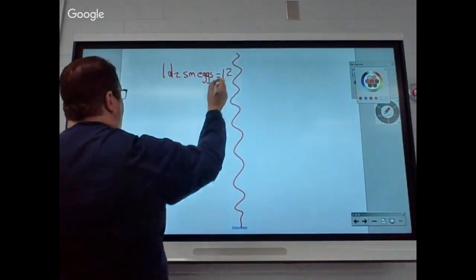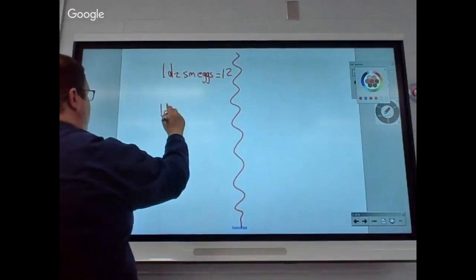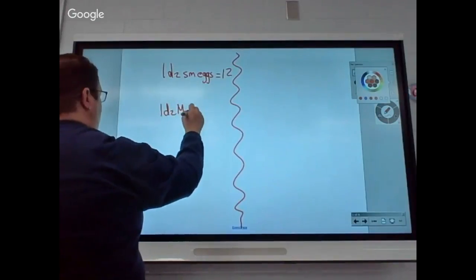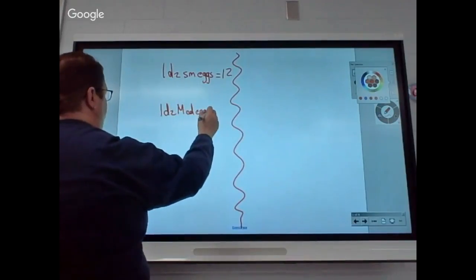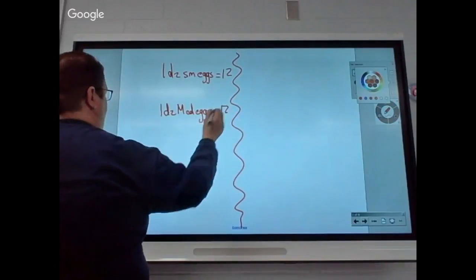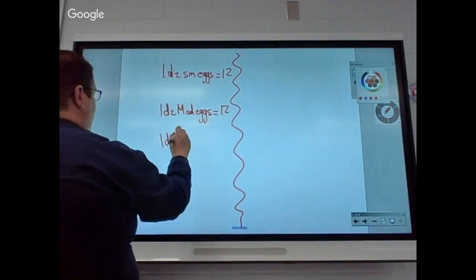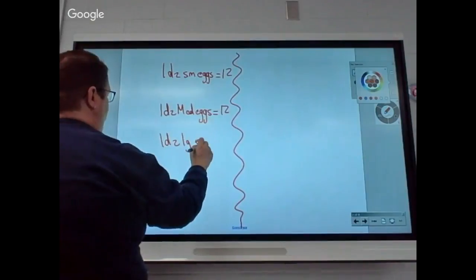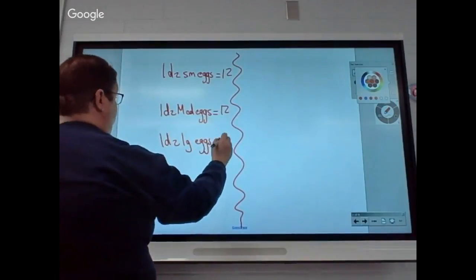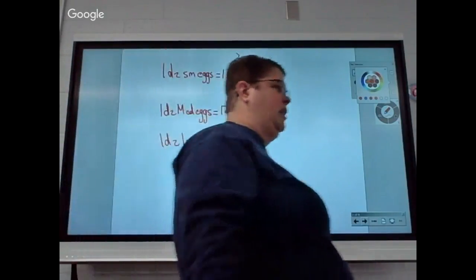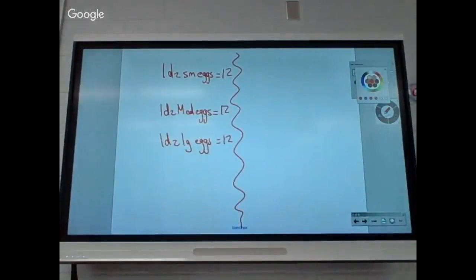If I sent y'all to the store for a dozen medium eggs, y'all would bring me how many? If I sent you to the store for a dozen large eggs, you'd bring me how many? 12, okay? A dozen is a converting unit. You guys have learned a dozen.